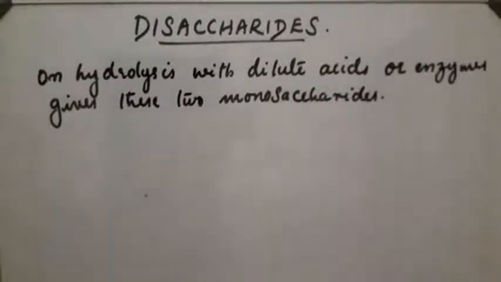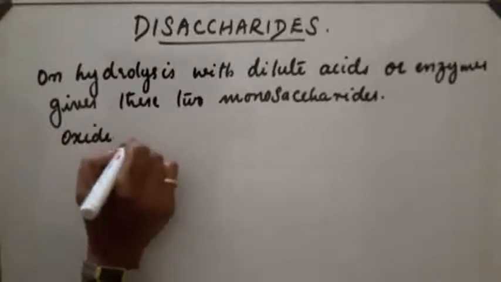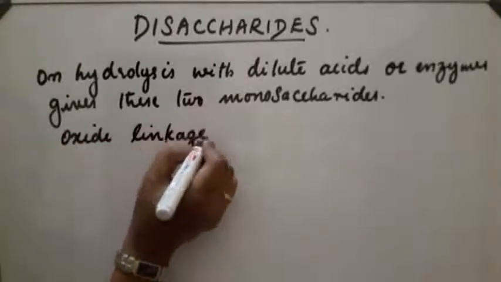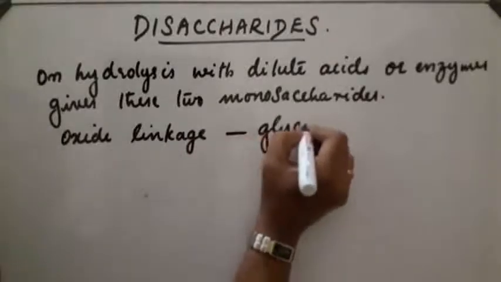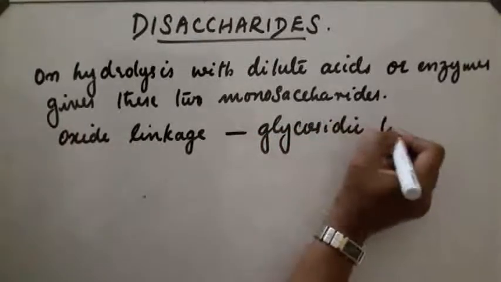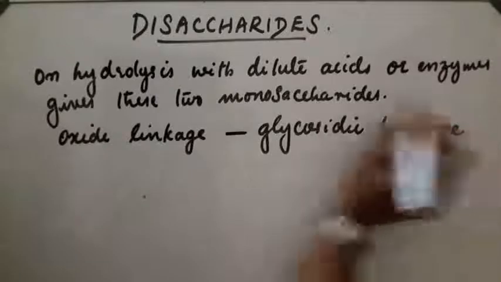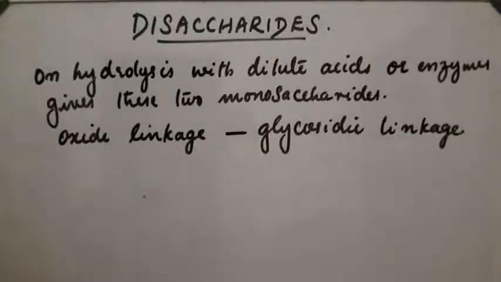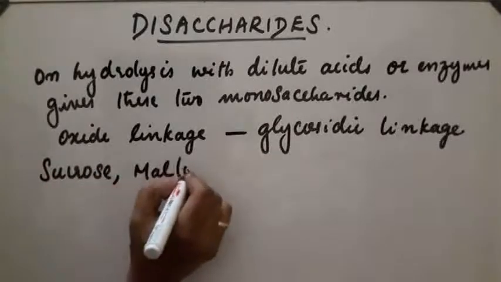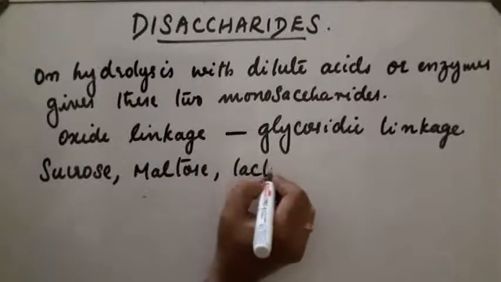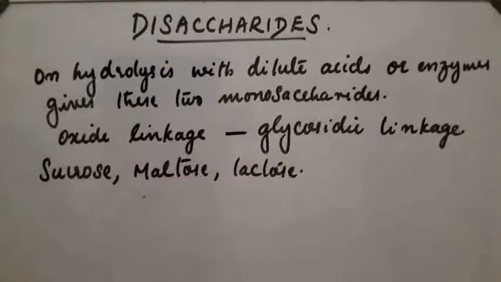Such compounds are called disaccharides. These two monosaccharides are joined together by an oxide linkage, and this linkage is called glycosidic linkage. Different examples of disaccharides are sucrose, maltose, lactose, etc. Let us discuss one by one, of which sucrose is the most important one.